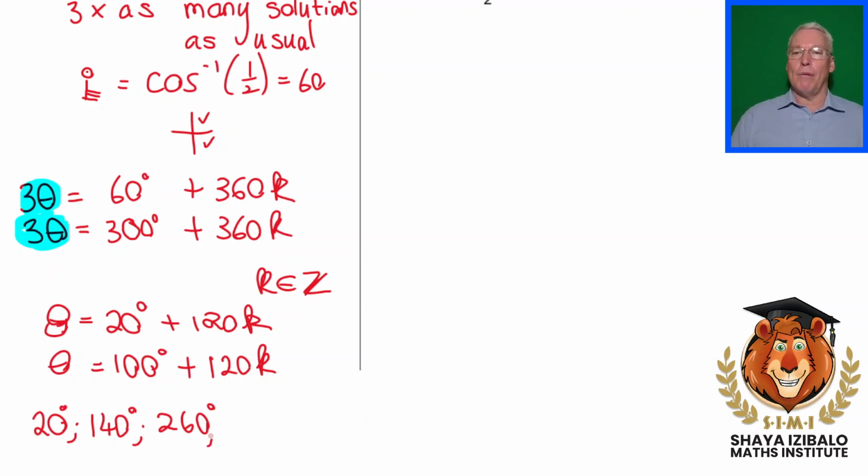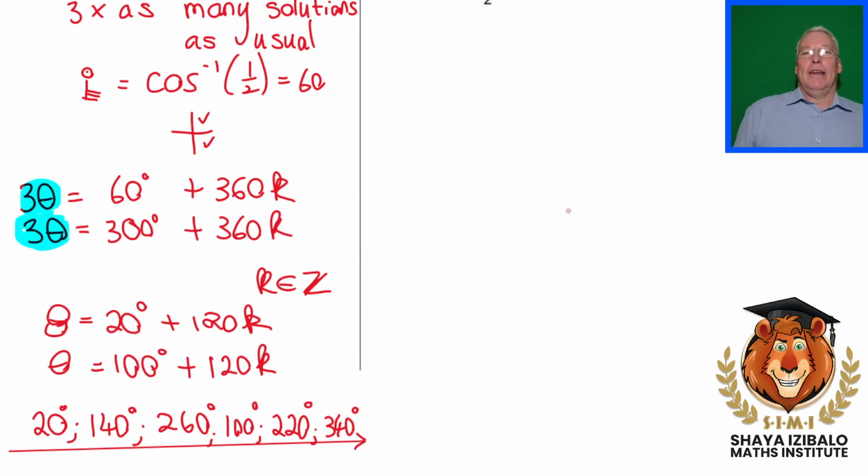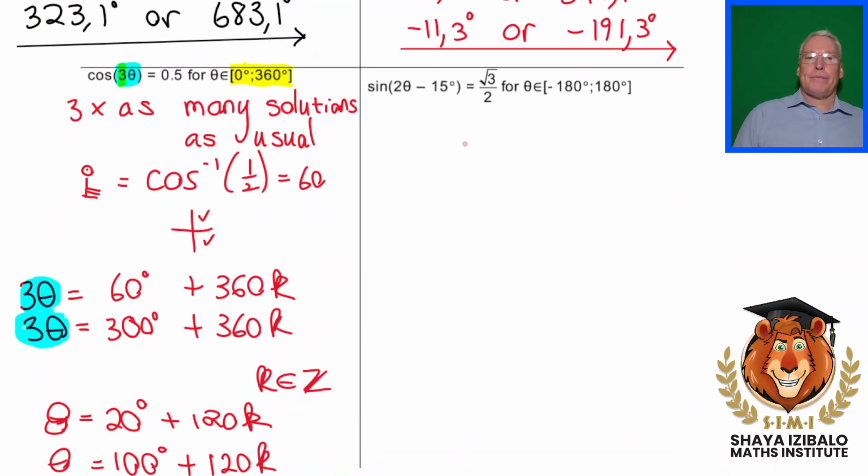are going to be 3 more from the bottom one. If we don't add anything, we get 100. If we add 120 to 100, we get 220. And if we add 120 to 220, we get 340. Okay, and those are our 6 solutions. Okay, 3 times more than usual in a rotation. Okay, right. Let's now look at this one.